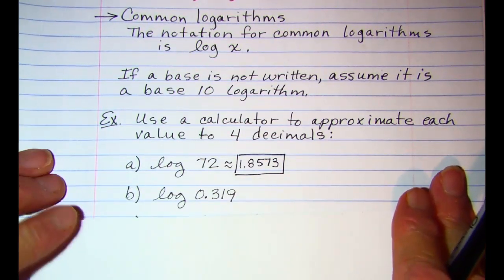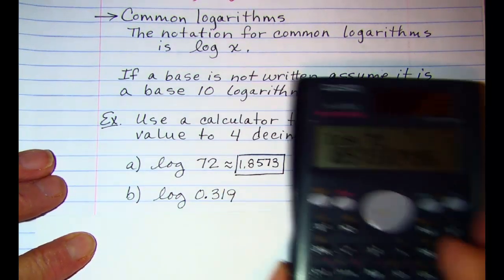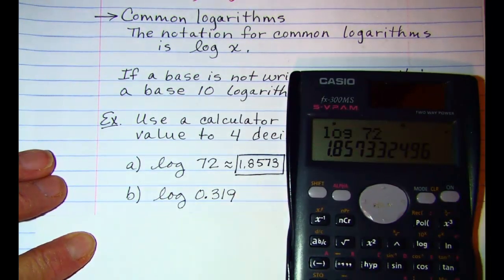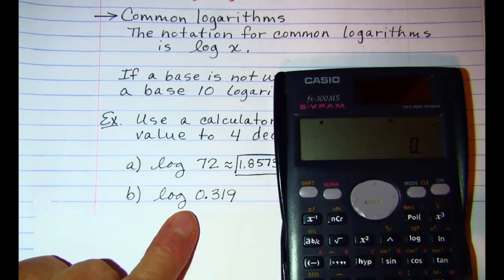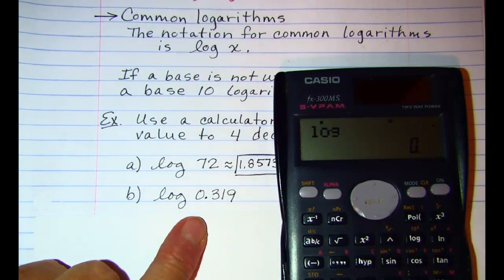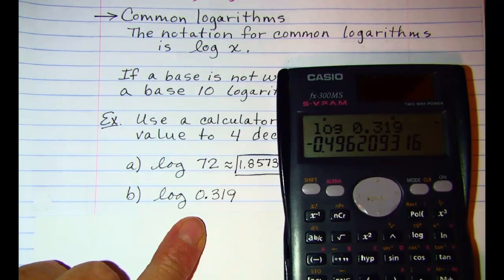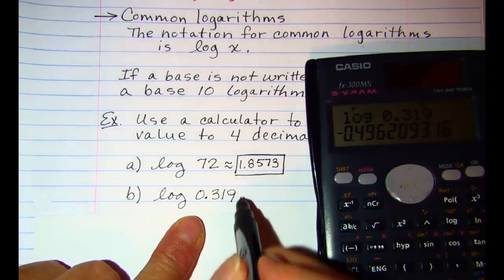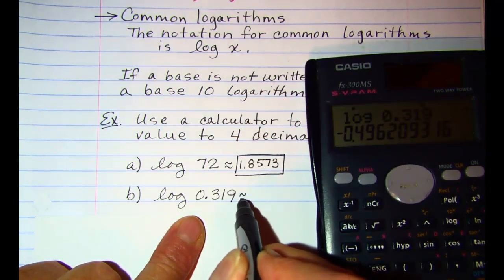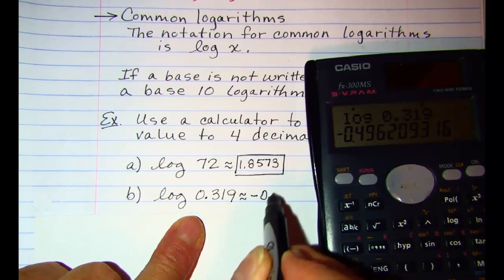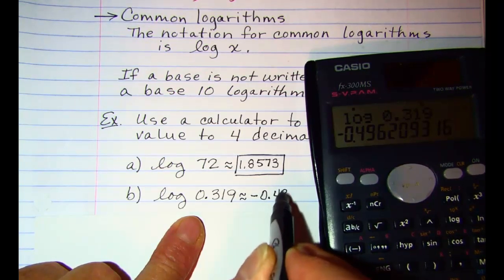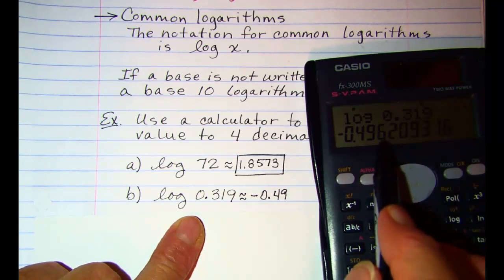Let's do another one. On this calculator, I'll hit log first, log 0.319, and hit enter. This is a negative 0.4962.